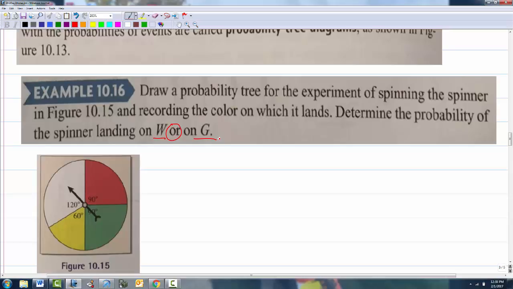Apparently, spinning a spinner is hilarious. Fifth hour.